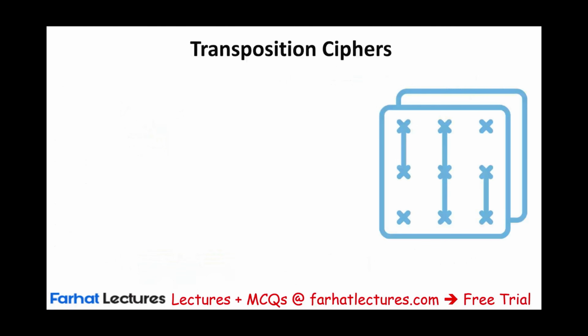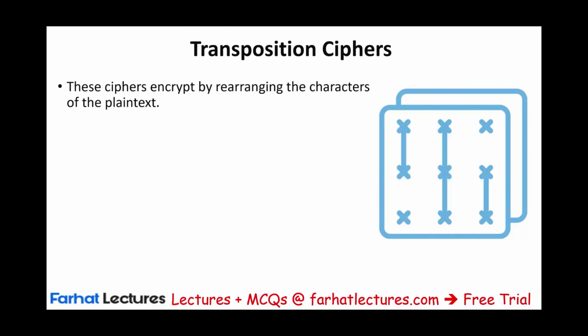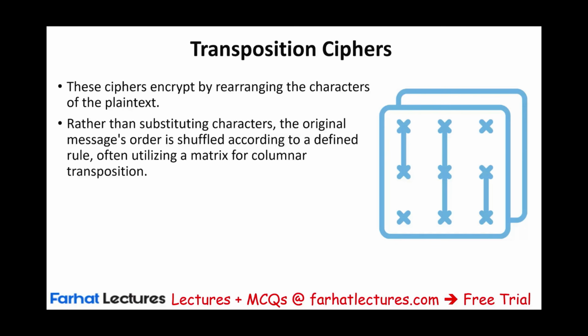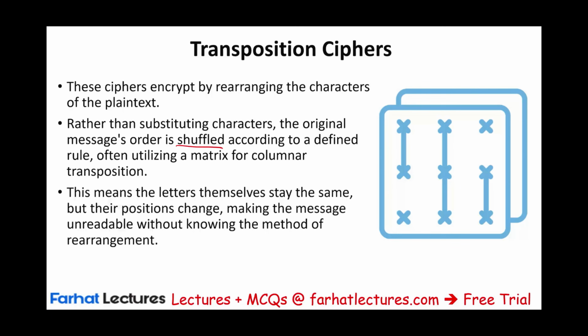Also, there are the transposition ciphers. Again, there are many different types of ciphers. These ciphers encrypt by rearranging the characters of a plain text. Rather than substituting characters, the original message order is shuffled according to a defined rule, often utilizing a matrix for columnar transposition. This means the letters themselves stay the same, but their positions change, making the message unreadable without knowing the method of the rearrangement.